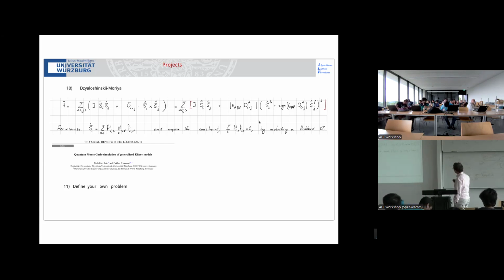And then for the Dzyaloshinskii-Moriya term, you can write this in terms of a perfect square and try your luck. Here, you won't have a sign problem, provided that you have no frustration. If there's frustration, you'll get a sign problem. This will give you a sign problem, right?